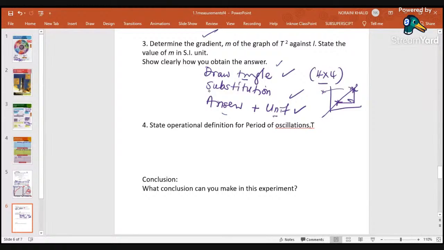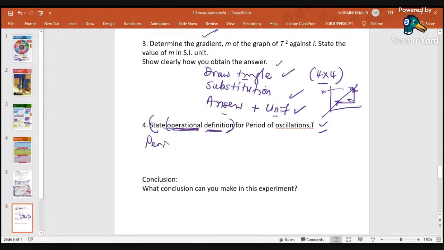And then state operational definition for period of oscillation. Apa tu beza? Definition and operational definition. If definition, you just can memorize from the books. When we talk about operational definition, means what you do during the experiment to determine the period of oscillation. Okay, operation, apa yang you buat. Okay, so you write down the process of calculating this period of oscillation.